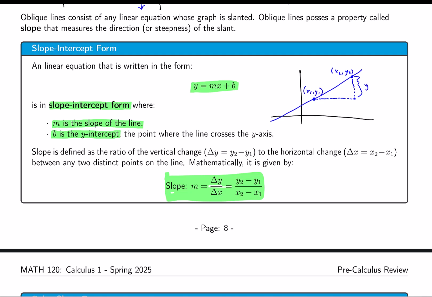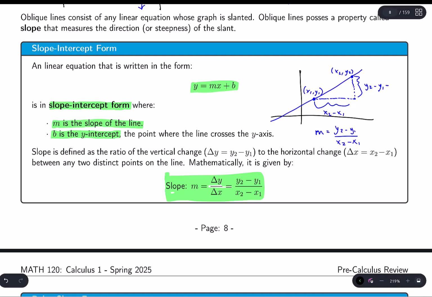The vertical change is y2 minus y1, so how much change happened in the y direction. The horizontal change is the change in the x direction, so x2 minus x1. If you take the ratio of those two, that gives you basically an average change. But it measures the direction of the line, and that's what we define as slope. You've probably also heard this as rise over run, and that's what these changes are. So it's the rise from one point to the next divided by the run of one point to the next.